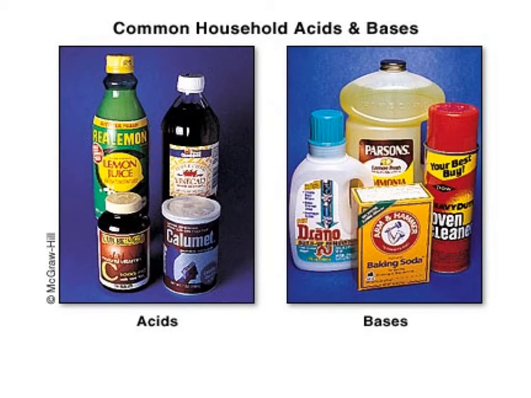So this is just a snapshot of some common household acids and bases. You can see on the left we've got lemon juice, vitamin C, which is ascorbic acid, and looks like baking powder. On the right we have bases such as Drano, baking soda, oven cleaner, ammonia, and so forth.